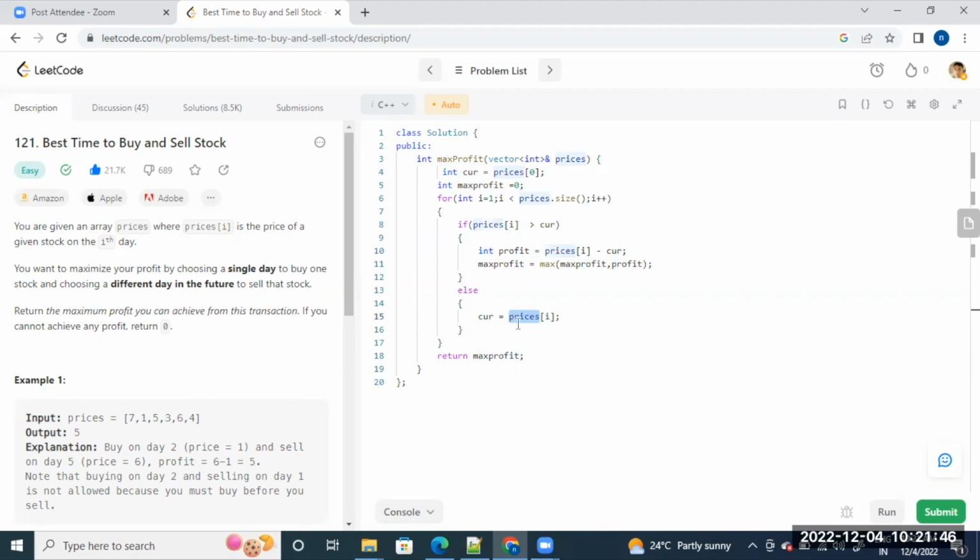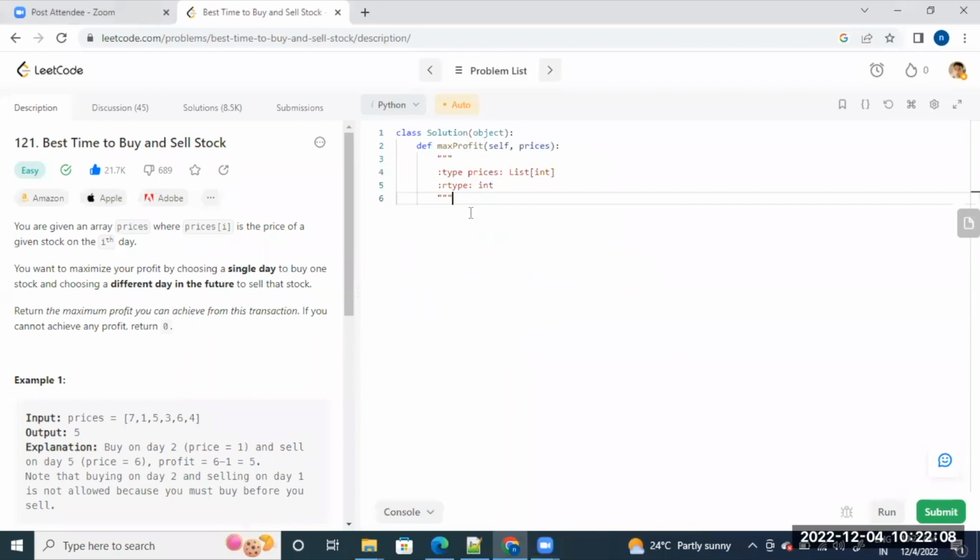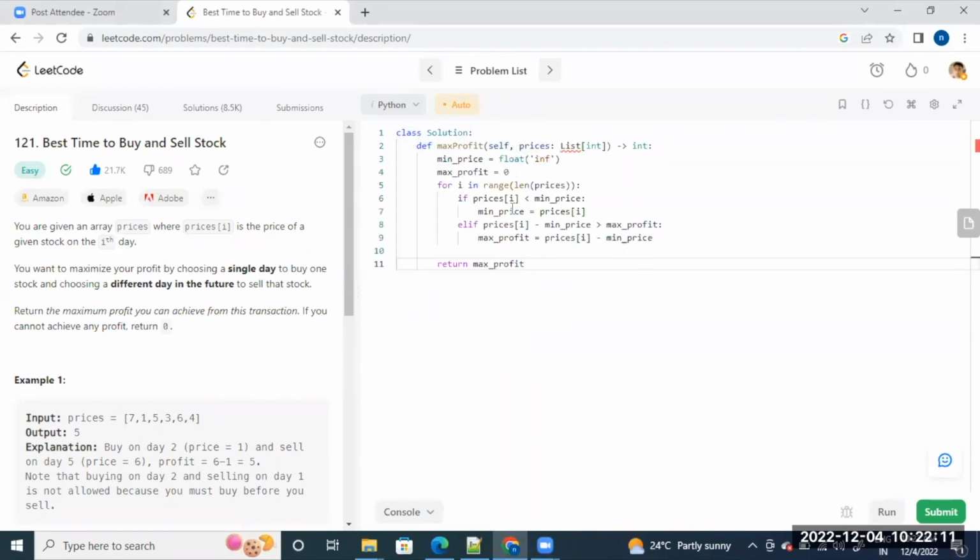Let me open the Python also. All right, so this is for the Python. Here what we are taking, we are taking the minimum value as the maximum infinity, and the maximum profit. It's the same thing. If it is lesser, it is just setting up the minimum price. If it is not, what is going to happen? We are going to calculate the profit. All right, so this is all about this problem.